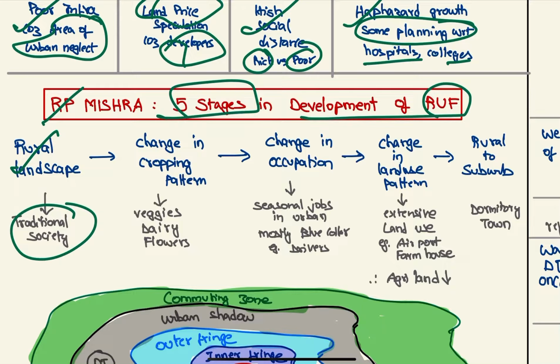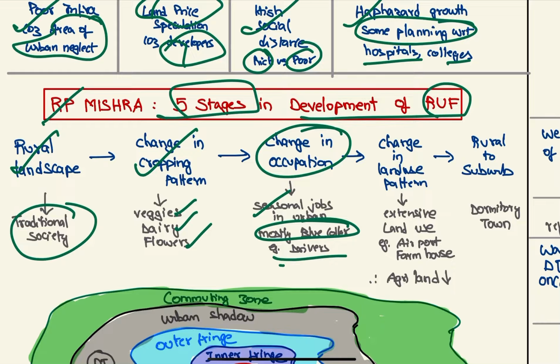R.P. Mishra gave 5 stages in the development of RUF. The first one is the rural landscape with traditional society. Next, there is a changing cropping pattern, with veggies, dairies, and flowers dominating the agricultural crops. Then we have the change in occupation. People pick up seasonal jobs in urban areas, mostly blue collar jobs like drivers. Then there will be a change in land use pattern, with extensive land use for airports, farmhouses, etc.